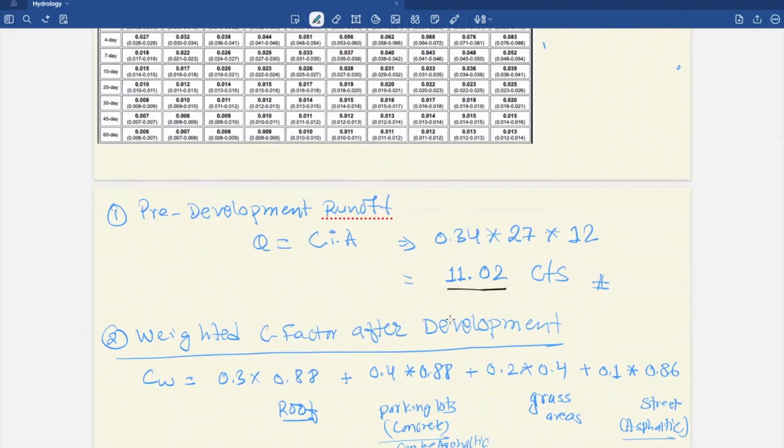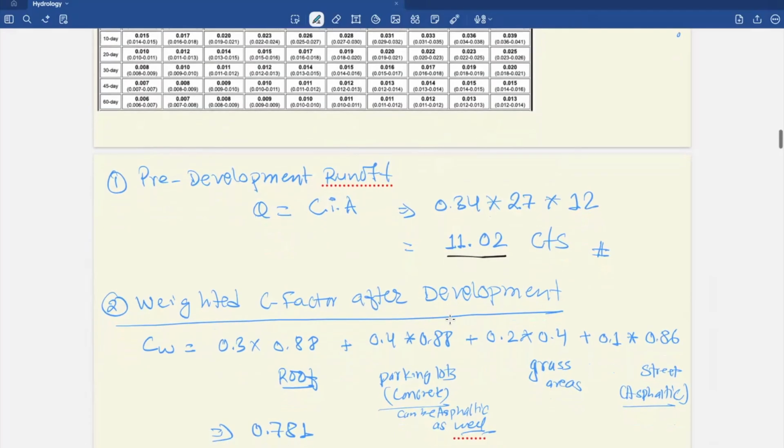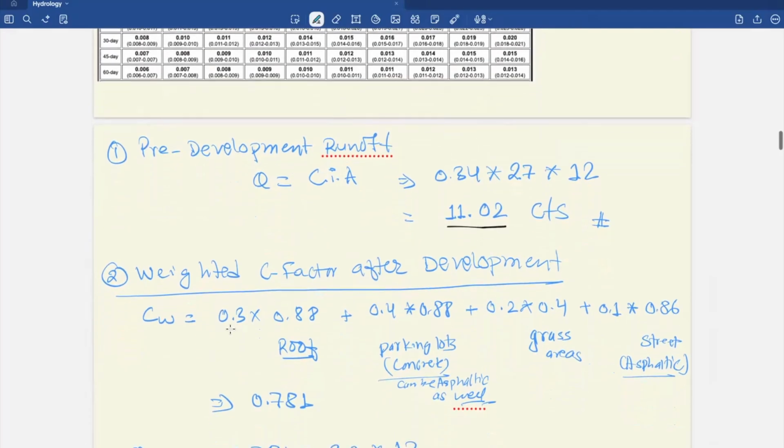Since the post-development has four different land uses, we need to calculate a combined C factor. Land use for roof is 0.3, 30%, and this is the runoff coefficient for the roof. And for the parking lots, we'll be using 0.88, since it can be concrete as well or asphaltic, so we can use 0.88 or 0.86.